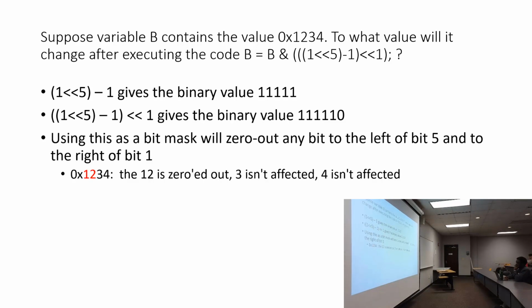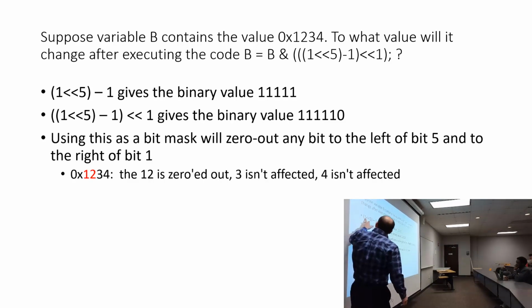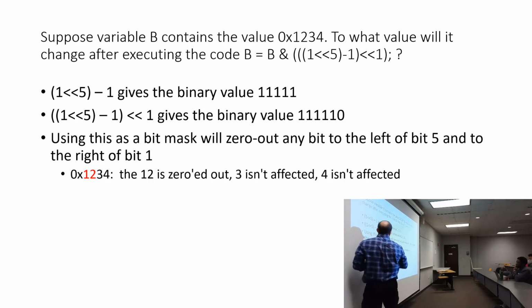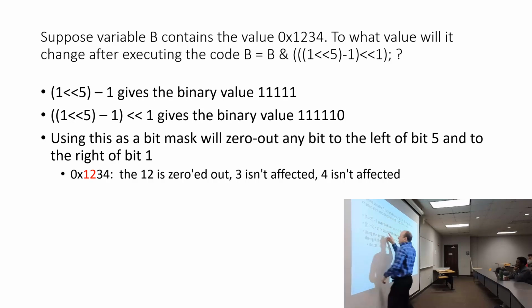Okay, so 1 shifted by 5 minus 1 gives the binary value 1, 1, 1, 1, 1. So if I shift a single bit by n bits to the left and then subtract 1, I just get a sequence of n 1 bits, right? So if I want 5 1s, I take 1 shifted by 5 and subtract 1, and that gives me just 5 1 bits. And then when I shift that value to the left by 1, it basically just inserts a 0 on the right-hand side and moves the other 5 bits up.